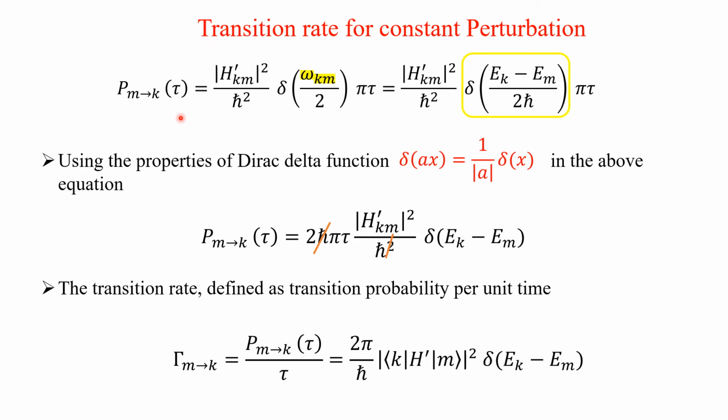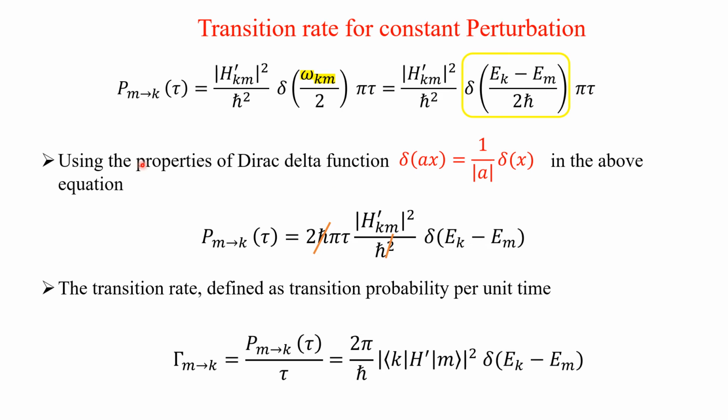Now we will see the transition rate for constant perturbation. Seeing this transition probability of moving from m to k, just now we have seen it is modulus square of h prime km divided by h cross squared, delta omega km divided by 2 pi tau. But you know omega km is equal to ek minus em divided by h cross, so I am replacing omega km by ek minus em over h cross. Of course, this 2 is here, so this will become like this, and pi tau as it is.